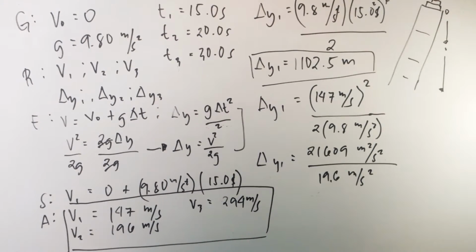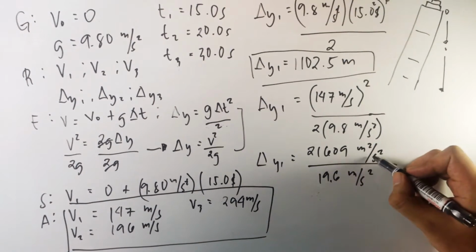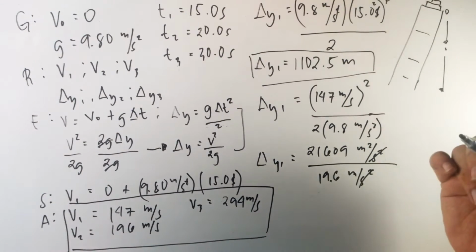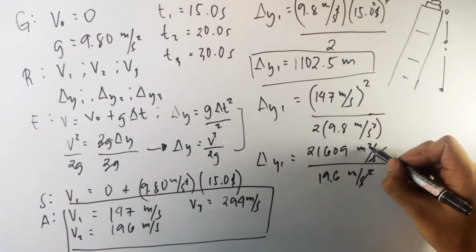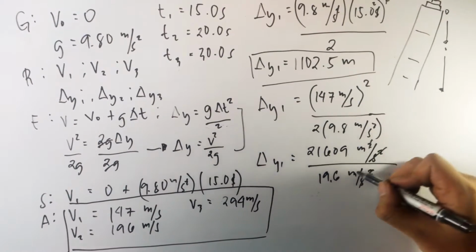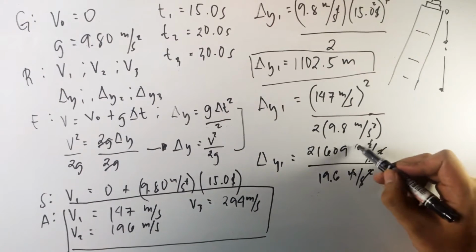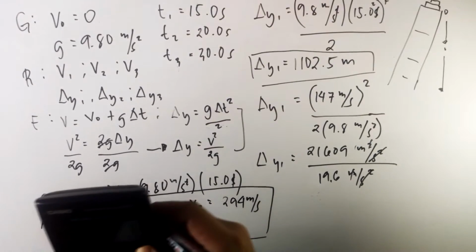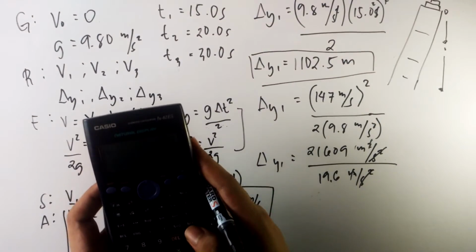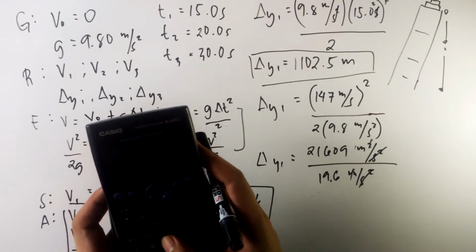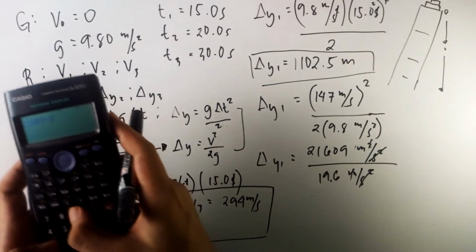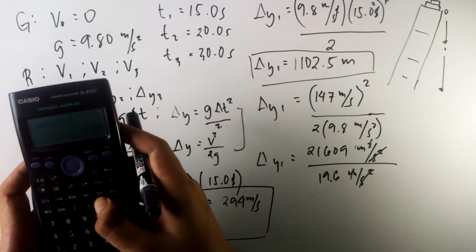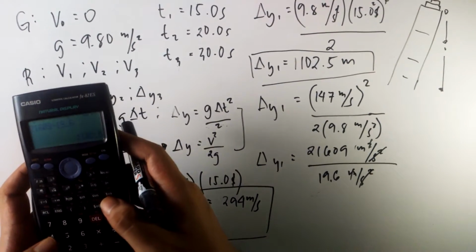Correct? Okay, now show the cancellation of units. So cancel the seconds. Then you're going to notice meters squared divided by meters. Of course, the exponent is 2, then this is 1, so that's 2 minus 1. So you're going to have a remaining unit of meters, which is, of course, what we need. Okay, so let's try to divide that. 21,609 divided by 19.6. There. The answer is the same.